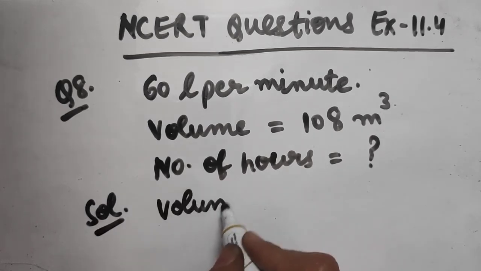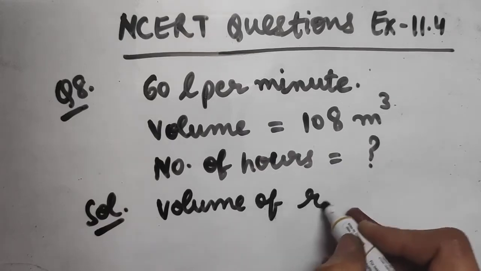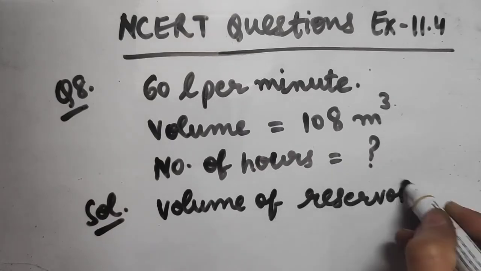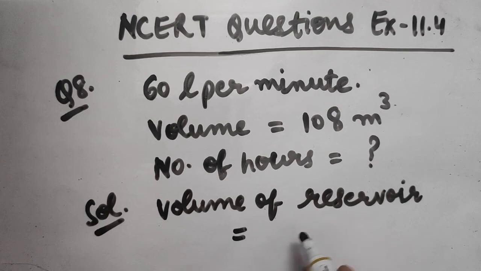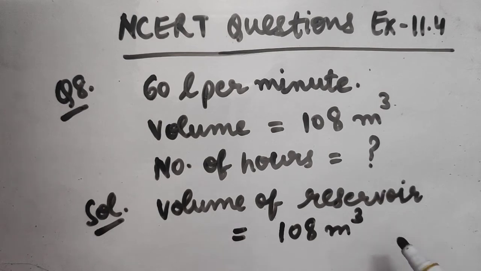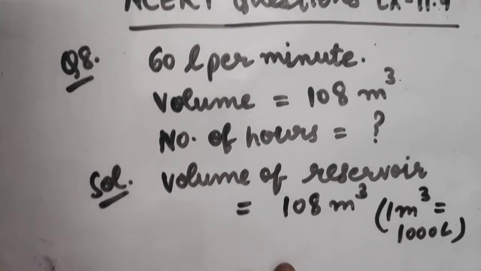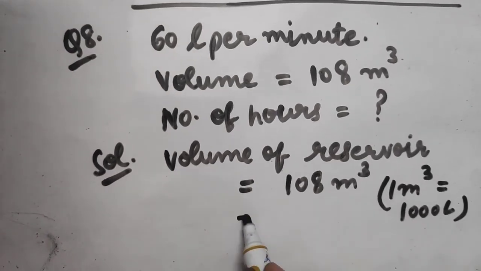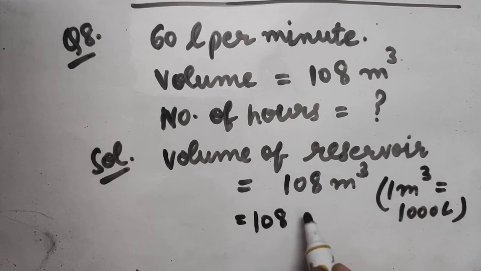So volume is given to us. So let us start the solution of this question now. Volume of reservoir is equal to 108 meters cube. I'm converting it into liters, and we know the relation that 1 meter cube is equal to 1000 liters. So this will be multiplied by 1000.